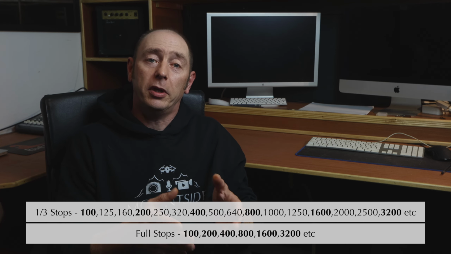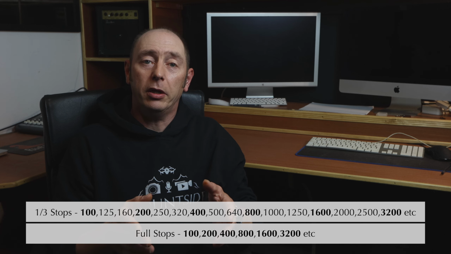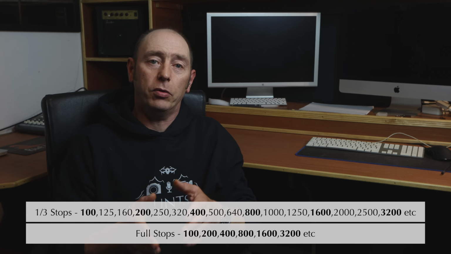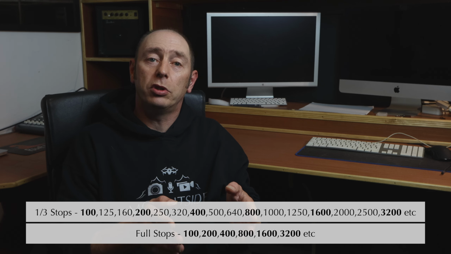If you double the ISO number, you will gain a stop of light in exposure. And likewise, if you halve the ISO, you will lose a stop of light. If you don't understand what stops of light are, have a look at my video about stops of light and exposure up here.